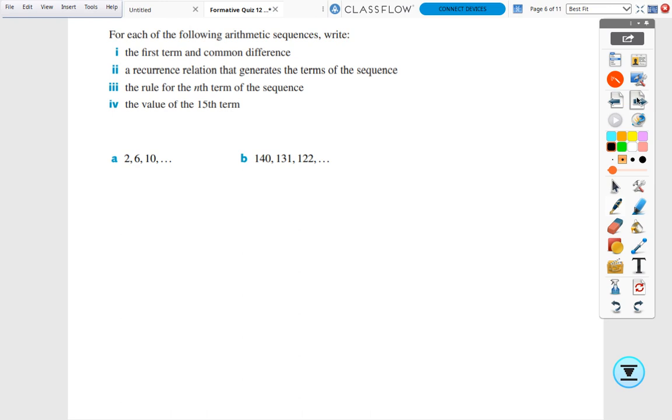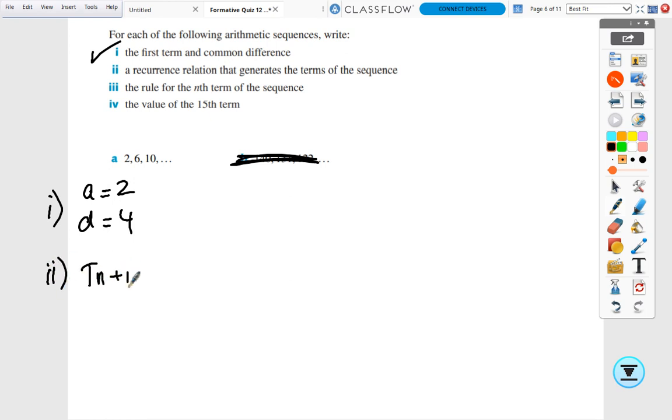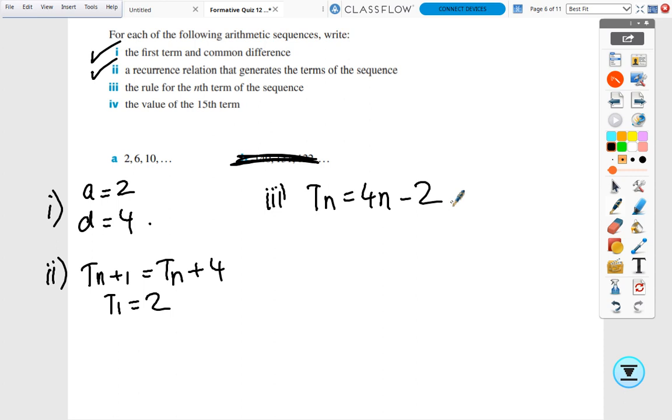Okay, so what we might do, we'll just do the first one. Pause, and when you're ready, come back. Okay, so A is 2, and it's going up by 4s, so that's the first part. A recurrence relationship, so Tn plus 1 equals Tn plus 4, where T1 equals 2. So that's done. Part 3, the general term, so it's going up by 4s, so it's 4n, and the difference between those two numbers is minus 2, so the answer is 4n minus 2.